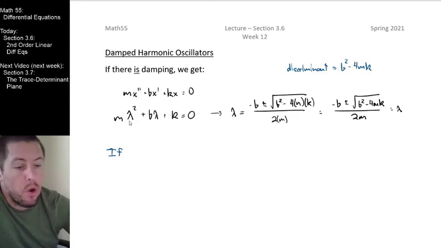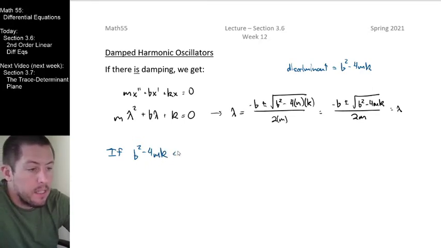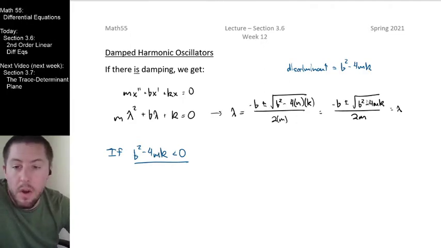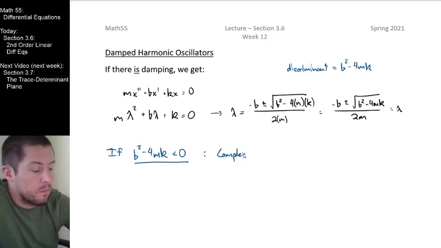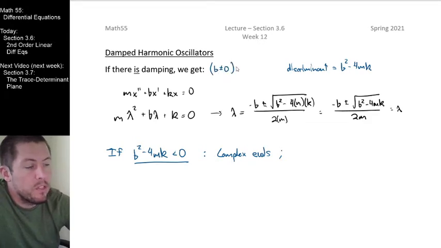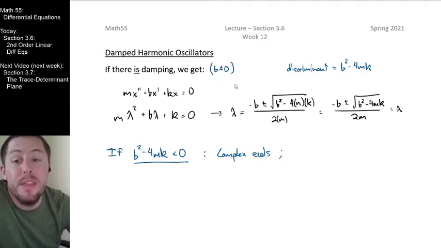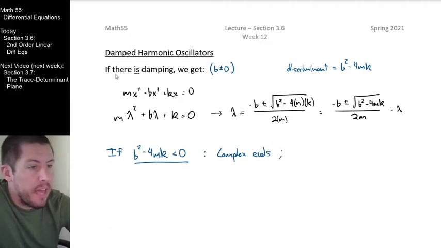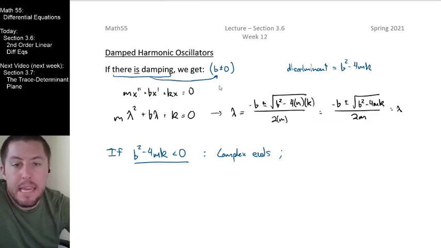I really like that. So if we end up finding that b squared minus 4mk is less than 0, you guys know what's happening in this case. It's obviously going to be the case that we're going to get complex eigenvalues. Also, notice another feature of these is that there is damping. So that means to me that b can't be 0. Otherwise, that would be the no damping scenario. There is damping, right? That's what that means right there.